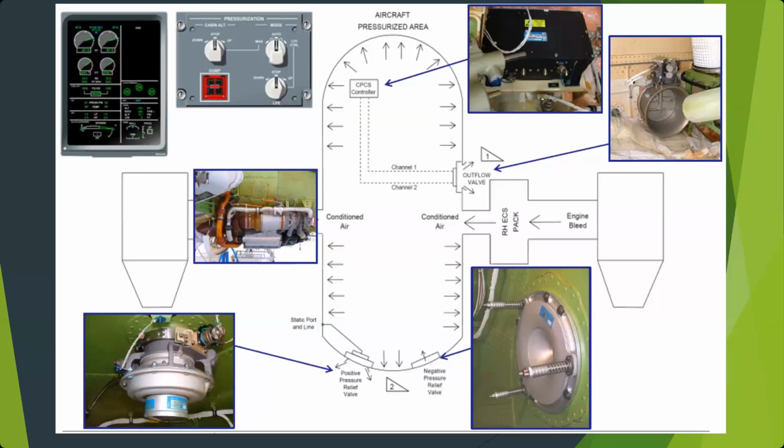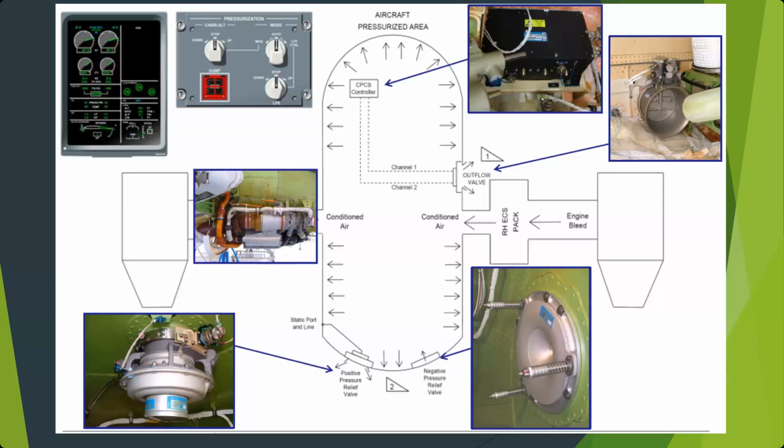Okay. If you look at where these are located or how they kind of work, here's an airplane. They show kind of where the outflow valve is. Here's the positive pressure, negative pressure on the back pressure bulkhead here. This one, they don't put the outflow valve on the bottom, but the dump valve. I believe the positive pressure can also be a dump valve in this case for evacuation.